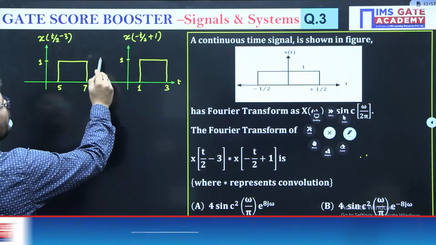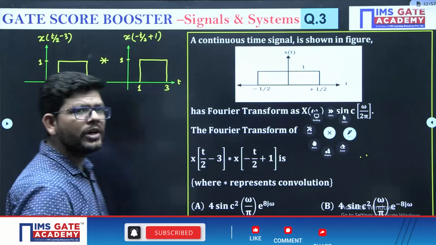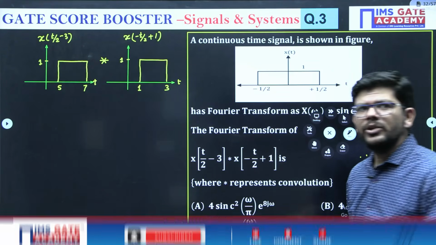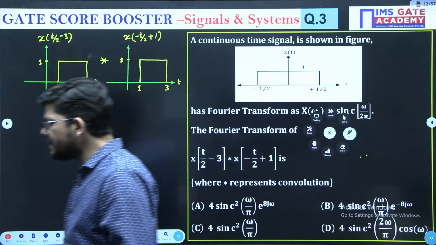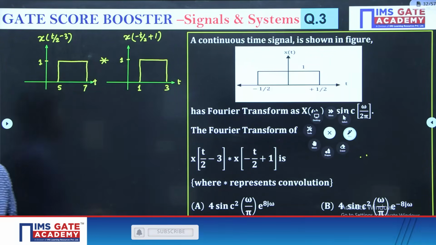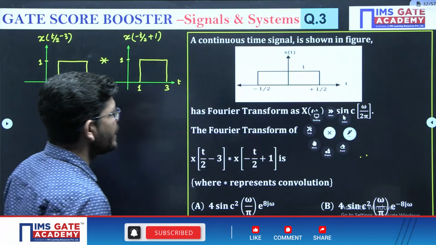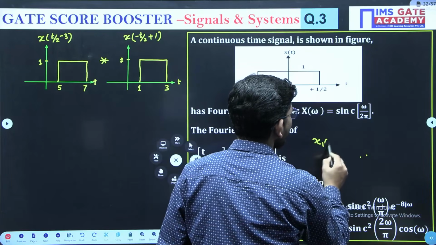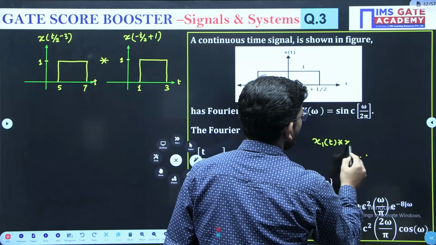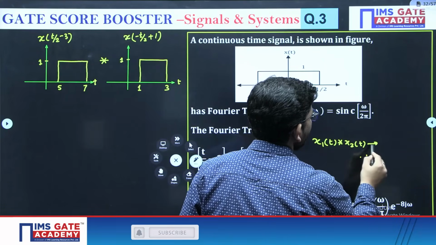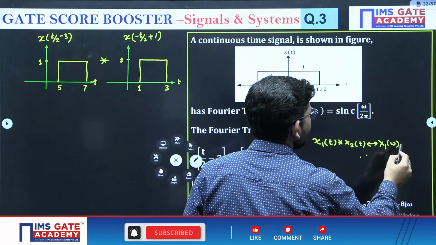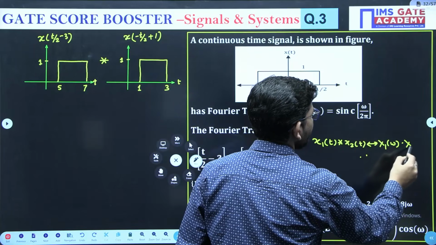Now what we have to do here is convolution between them. Correct. Now you know that convolution in time domain is multiplication in frequency domain. If I have x1 of t convolved with x2 of t, convolution in time domain is multiplication in frequency domain.